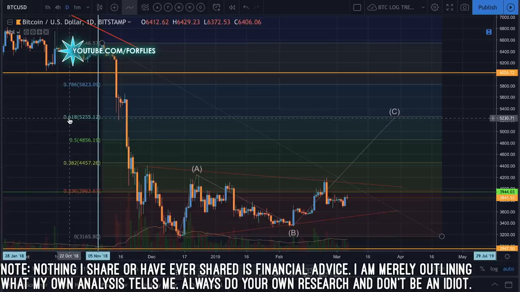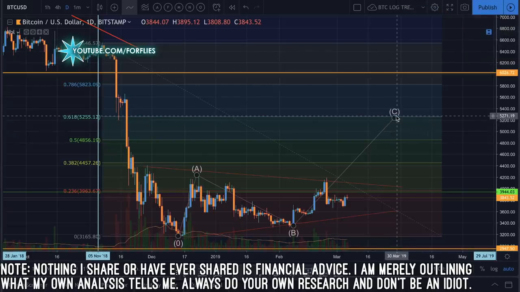I mean, this should be the 1.68 line. It's 0.618 because of how I drew it. But we typically see the wave C going up to the 618 level.